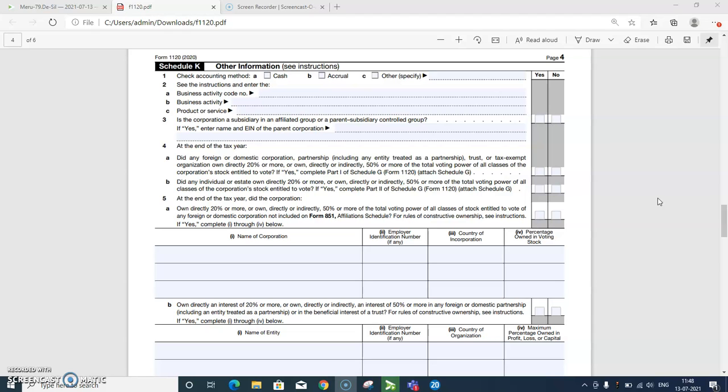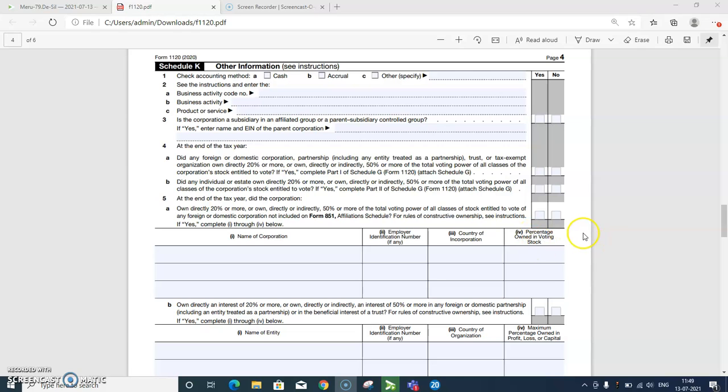Guys, I have already discussed everything regarding Schedule G in another video. If either 4a or 4b, any of them, is yes, then you have to report Schedule G, information on certain persons owning the corporation's voting stock. Now coming to question number 5, constructive ownership of other entities.